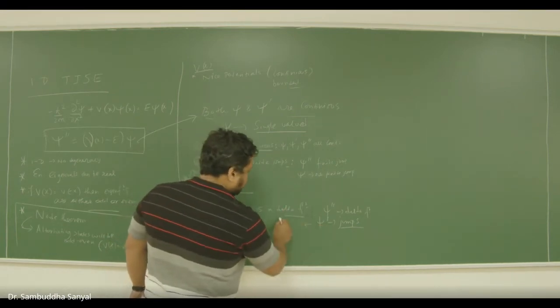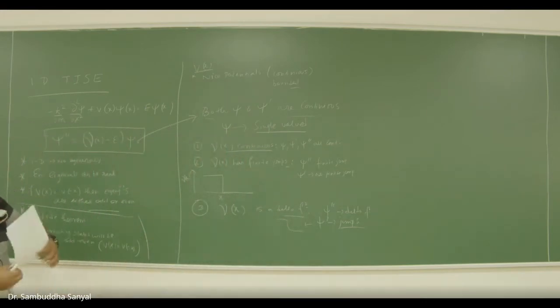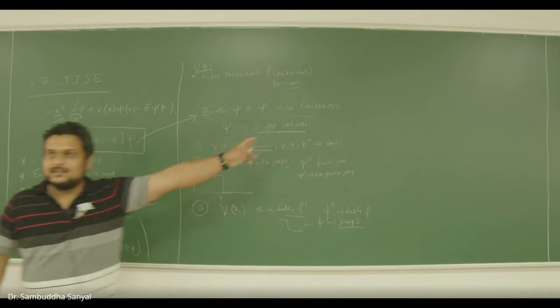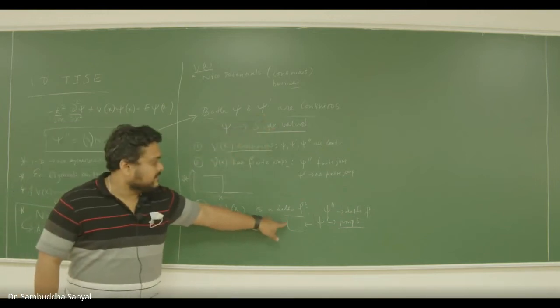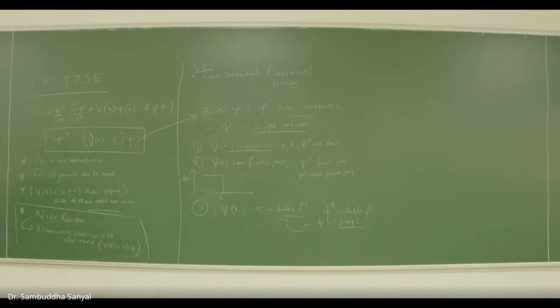So let me draw it here. It must be behaving like this. Now that is not the case you would expect otherwise, because if you take this point, the left limit and right limit don't match. So this is a case where psi prime may not be continuous, but psi has to be continuous because that's a physical requirement.